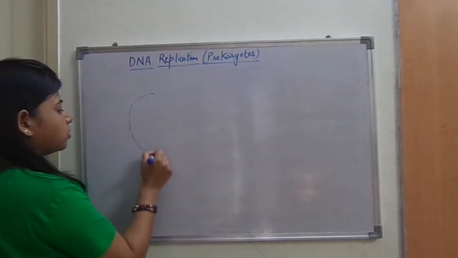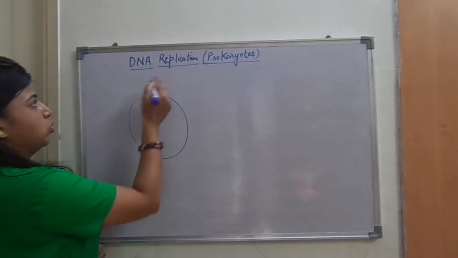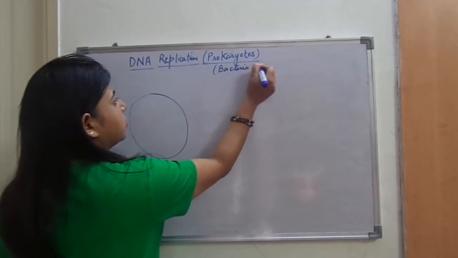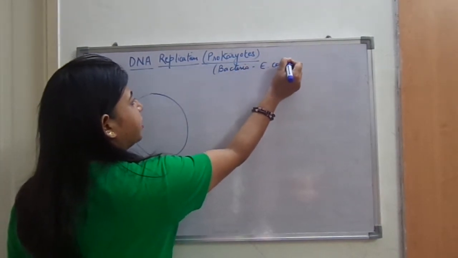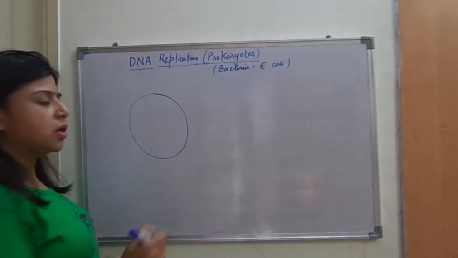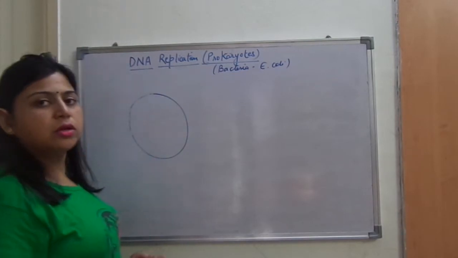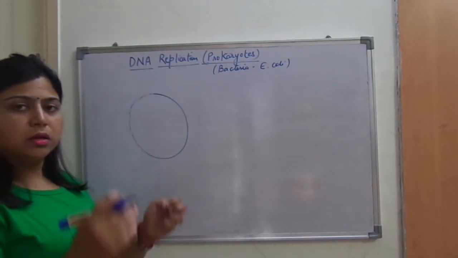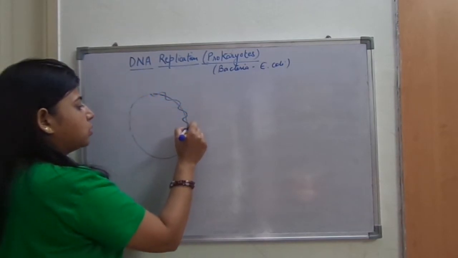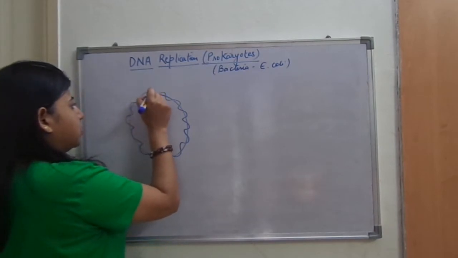Prokaryotes have a closed circular DNA and have only a single chromosome. Prokaryotes means I am talking about bacteria, or you can say specifically E. coli DNA replication. This single chromosome is circular in nature, not like the eukaryotic chromosomes which are linear in nature. Now this single chromosome is like this. I mean to say it is double-stranded, right?